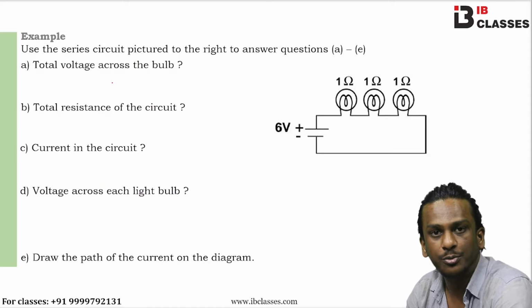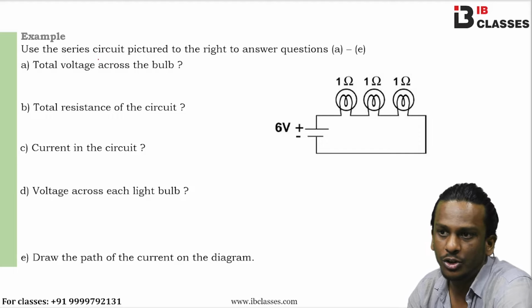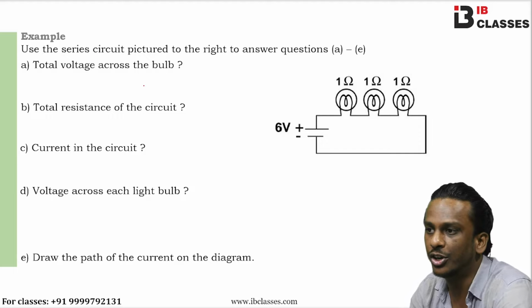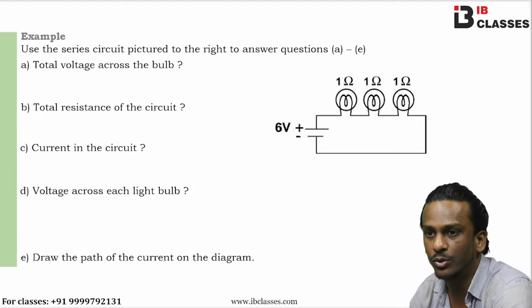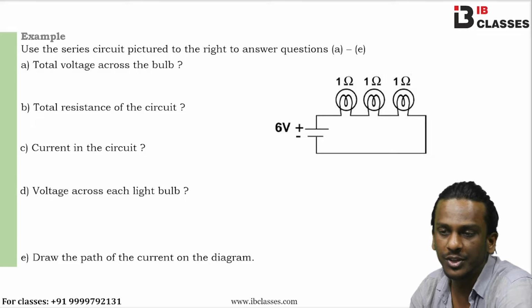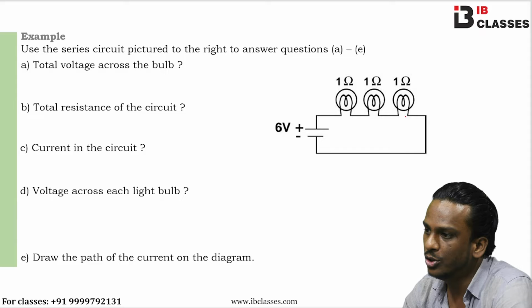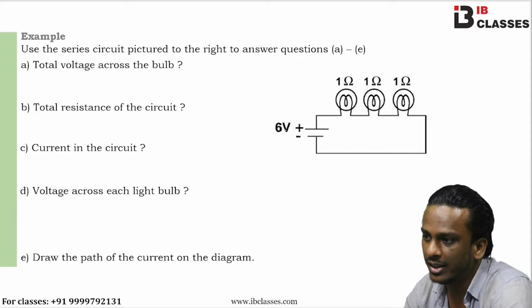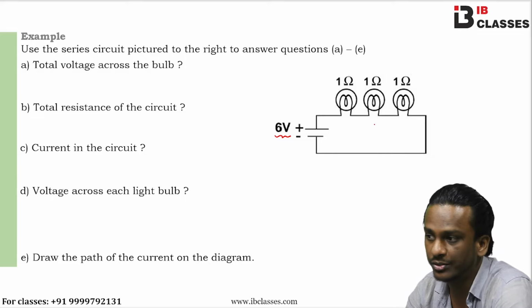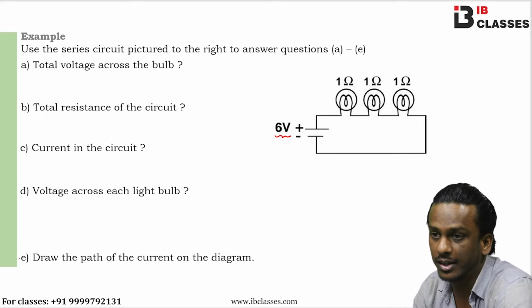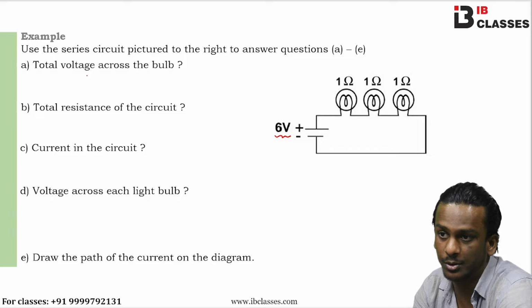Now, let's move on to another question. Use the series circuit pictured to the right to answer A to E. The first one is the total voltage across the bulbs. You can look here, your battery is 6 volt and this 6 volt battery provides the energy to the whole circuit. Hence, we can say the voltage across all of the bulbs is 6 volt.